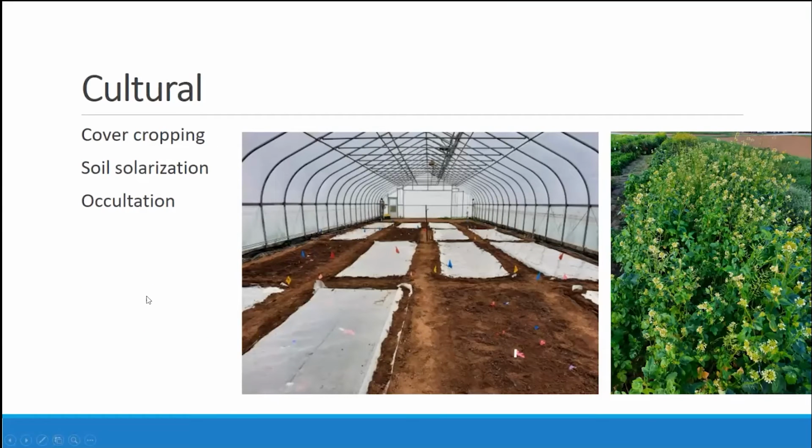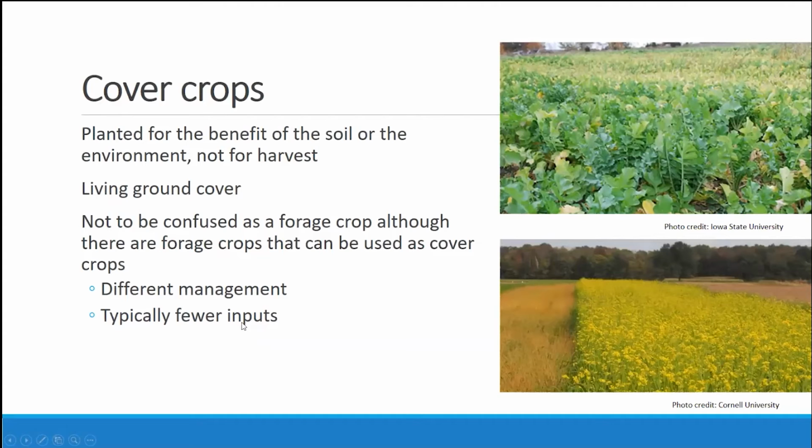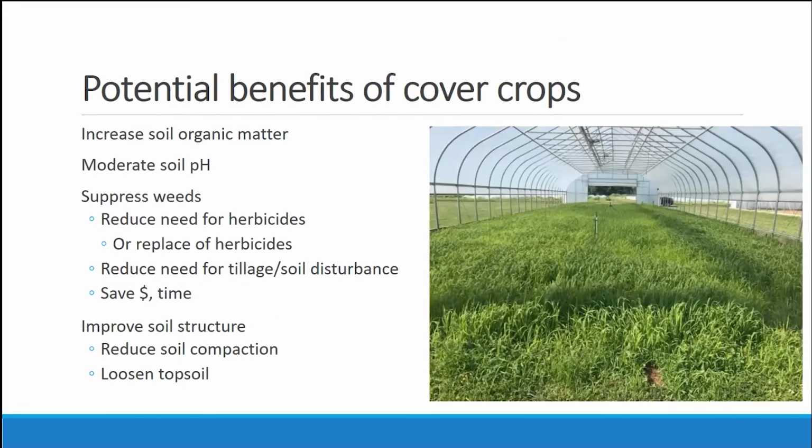So cultural. Cover cropping, soil solarization, occultation, those are the things that come to mind when I'm thinking cultural. So, we'll jump in with cover crops first. Cover crops are planted for the benefit of the soil or the environment, not for harvest, right? And so you can have a living ground cover. You shouldn't confuse them with a forage crop, although a lot of forage crops are also cover crops. We can use them as cover crops, but the management is different, and typically there's fewer inputs, right?